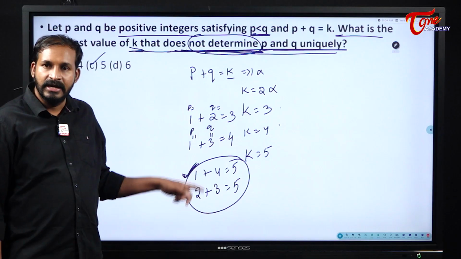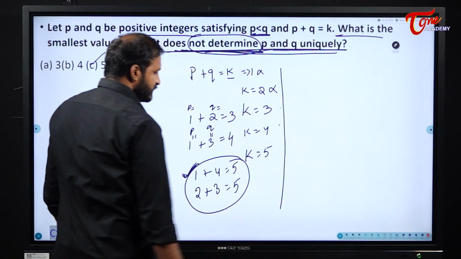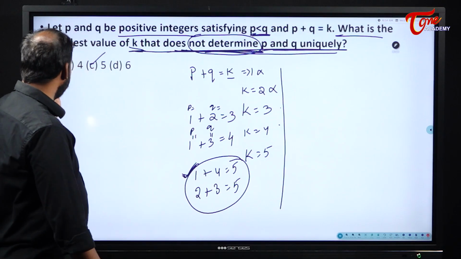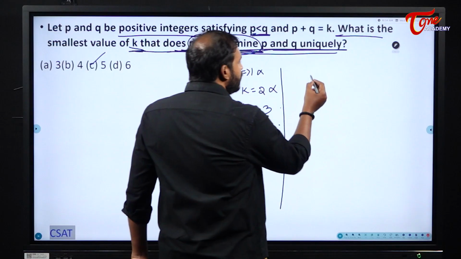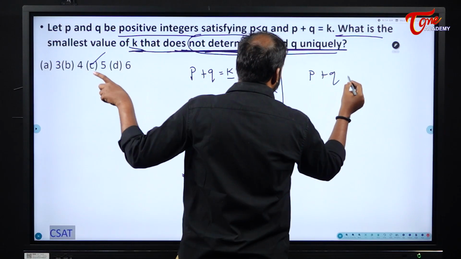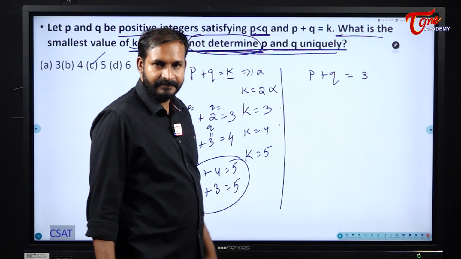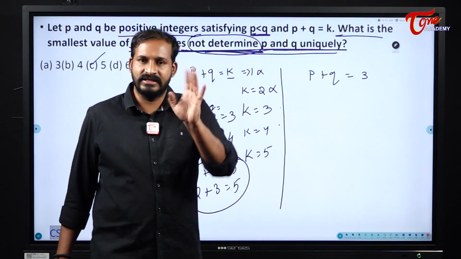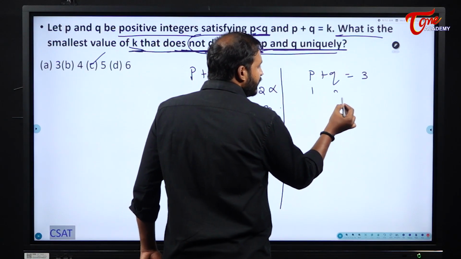Understood, students? Very simple. Or else, if you don't understand all these things, there is a very simple way. Substitute the values which are given for us, which are k values only, right? So what have they given? P plus q, the first option, smallest, right? So come from the smallest value. P plus q is 3. Directly take k value as 3. Now what are the values of p and q? I can take 1 and 2.